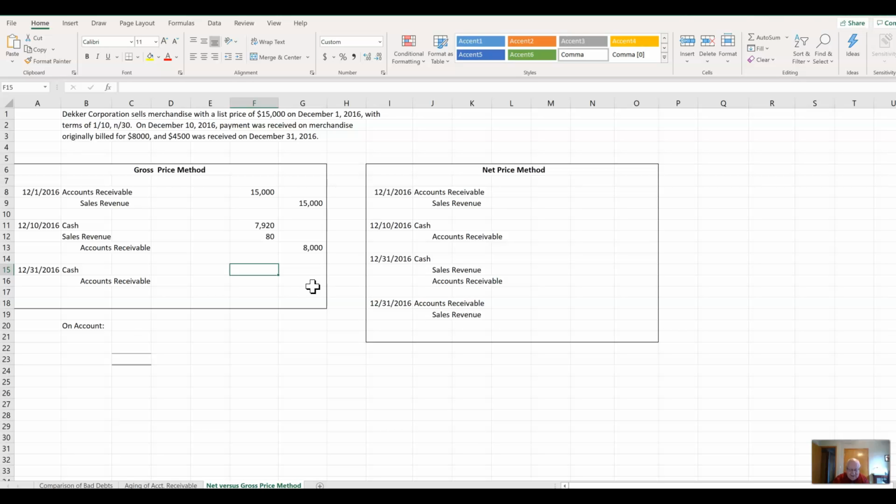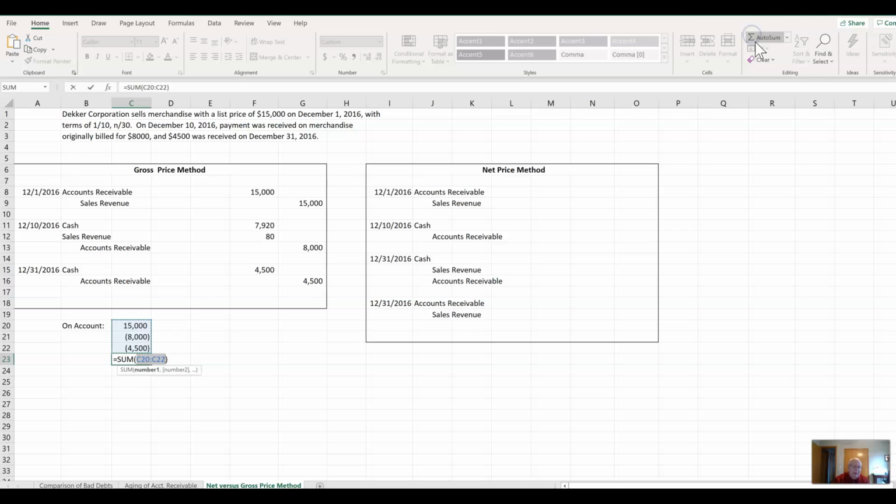And then at the end, he paid $4,500 and $4,500. Now you notice he still has a balance on the account, because on the account we started with 15,000, paid 8,000, reduced it by 4,500, so the account has in it $2,500.